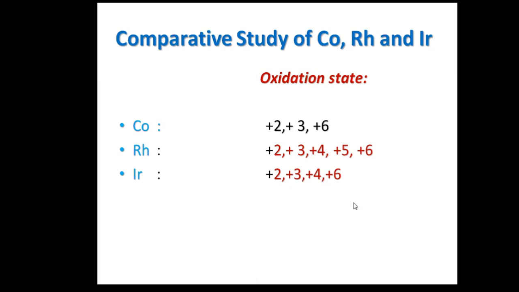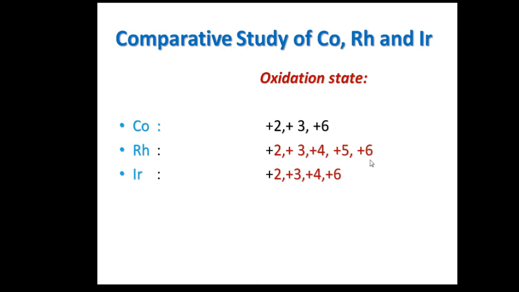As far as the oxidation states of cobalt, rhodium and iridium are concerned, the important feature of these elements is that all of them show the +2 oxidation state, which is not so common in the other elements of the second and third transition series. So this is the interesting one. The maximum oxidation state here we can see is +6.